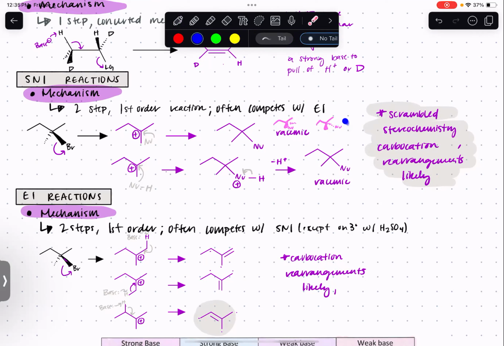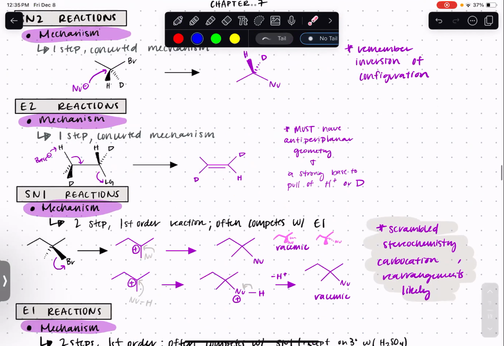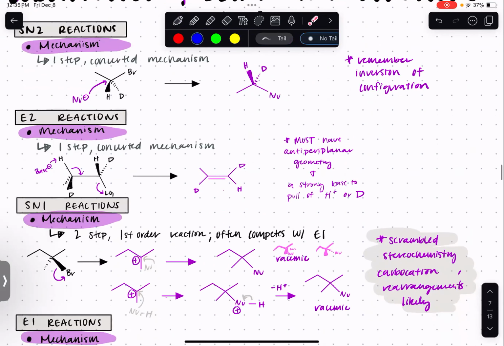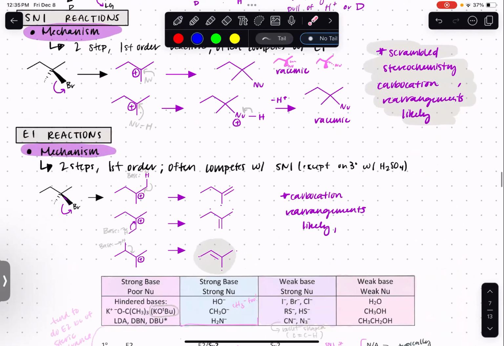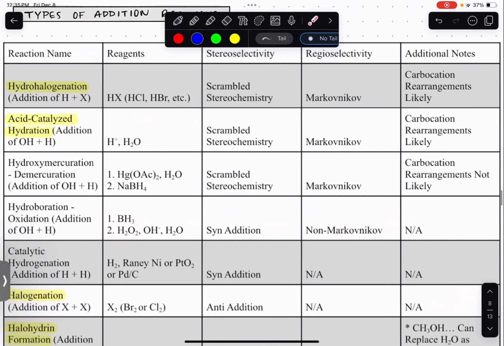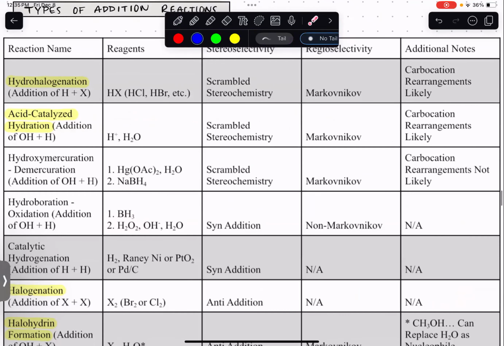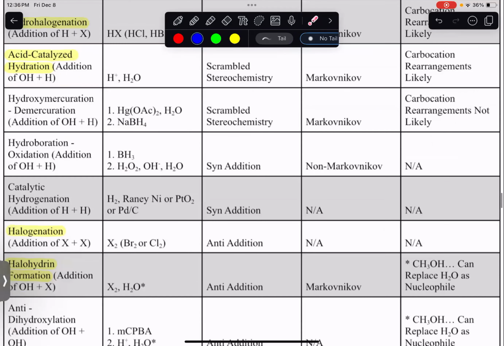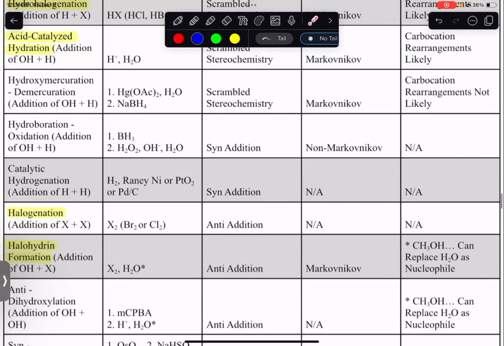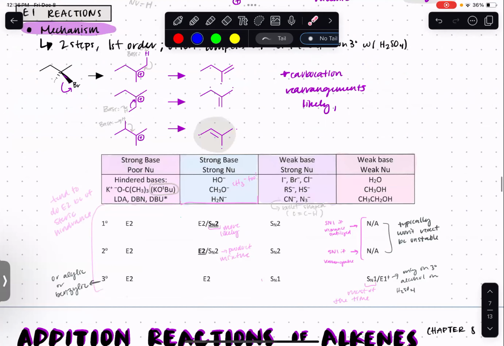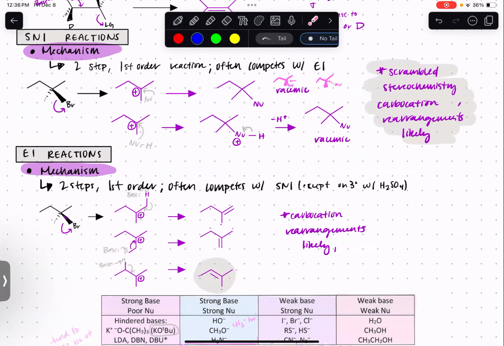And typically, I always write on my review sheets when we get something that's racemic, I'll write out that you get scrambled stereochemistry. So here it says scrambled stereochemistry. You'll notice that none of these other ones say that. And then if we come down here to where we have stereoselectivity on the addition reactions, we'll talk about this too in a little bit. But this one says scrambled, this one says scrambled, this one says scrambled. So that means that either we're going to get racemic if we have one chiral center, or plus enantiomer if we have more than one chiral center.